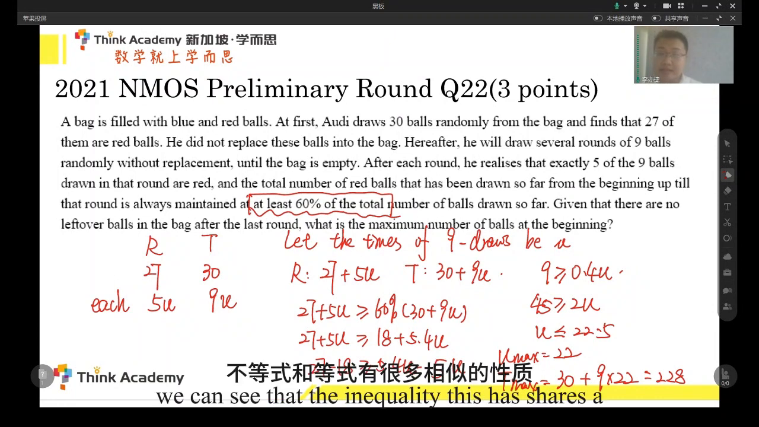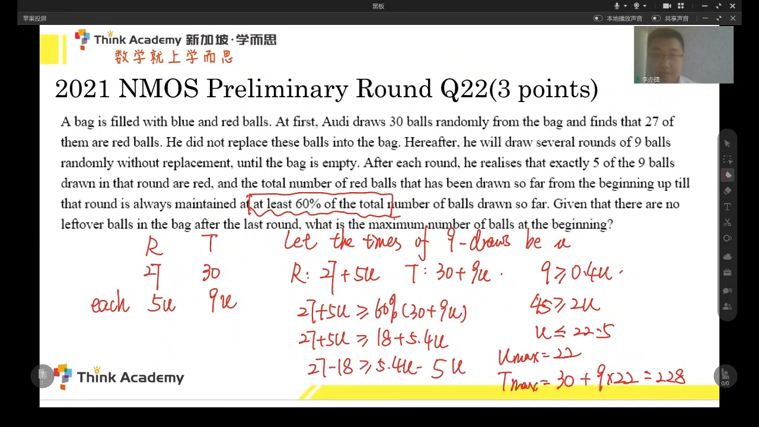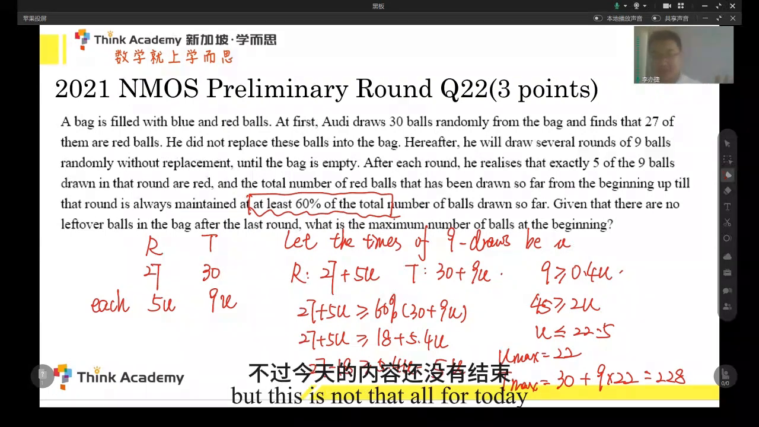In this question, we can see that the inequality has a lot in common with the equation. So we can just solve it as an equation and find the answer we need. But this is not all for today.